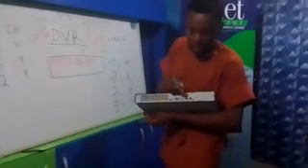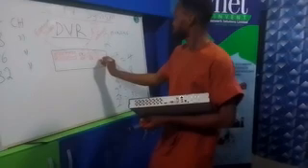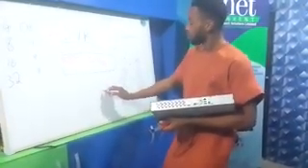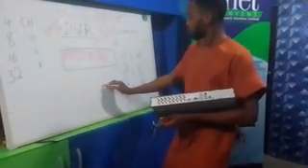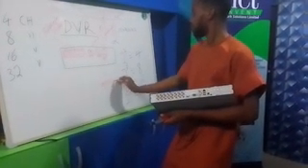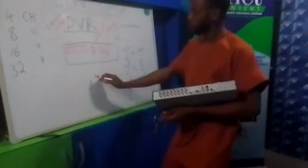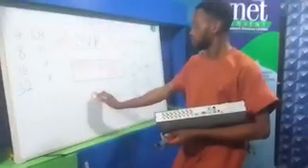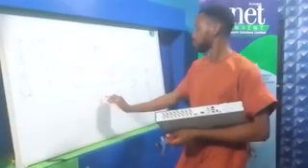Then we have the USB ports down here. These two USB ports, this one can be used for a mouse, while this can be used for your external flash drive. That is for your flash drive.